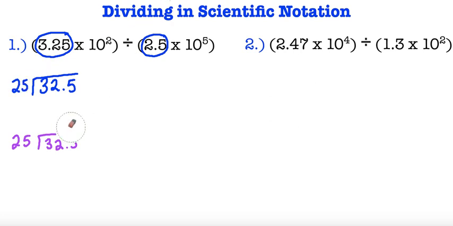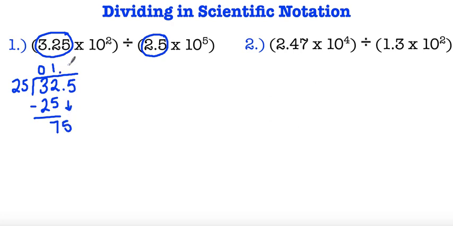All right, so 25 goes into 3 0 times. It goes into 32 one time. So here I'm going to subtract by 25. And when I do subtract that, I end up with 7. I bring down the 5. And 25 goes into 75 3 times. And I have no remainder. So here I have 1 3/10 when I divide.